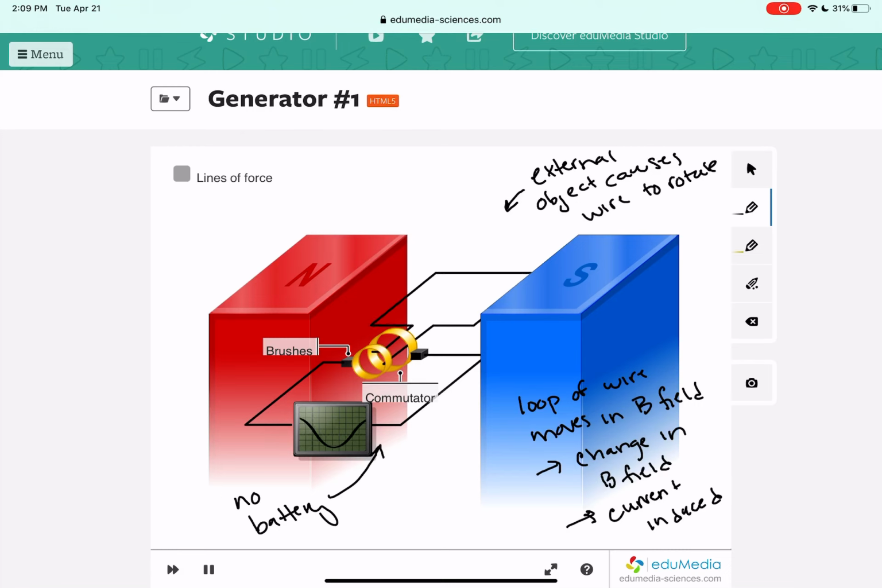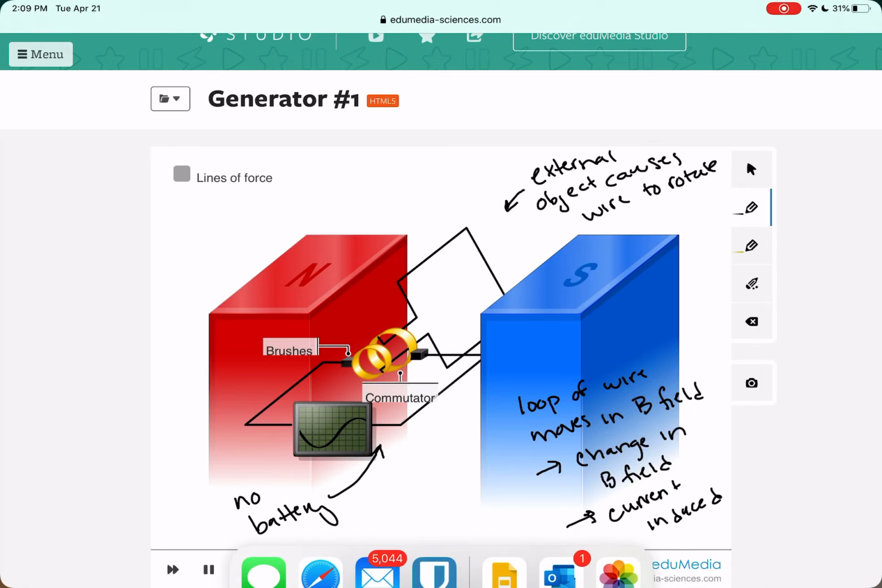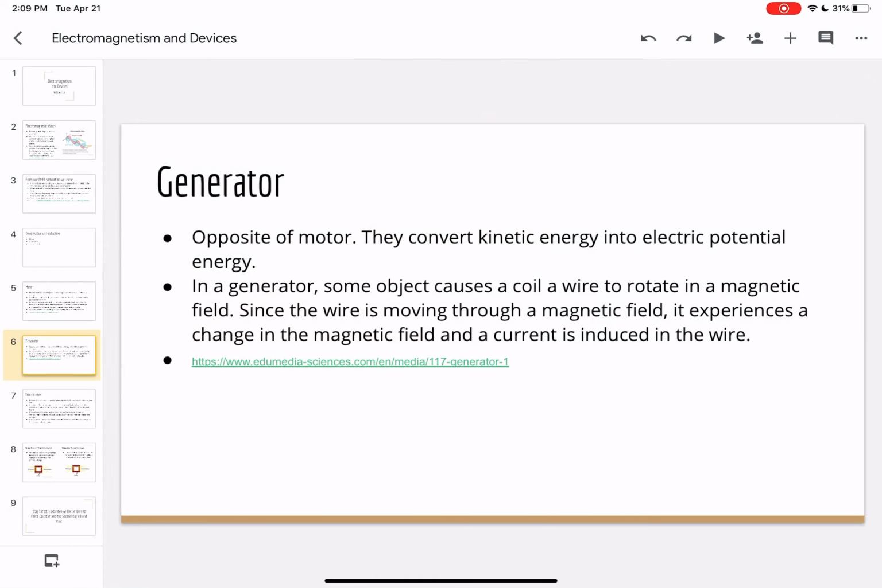So there was no battery, no voltage source. We just turned a loop of wire in a magnetic field. And so since it has a changing magnetic field, it induces a current in that wire. And then we can use that current as electricity. Okay, so this is how a generator works.